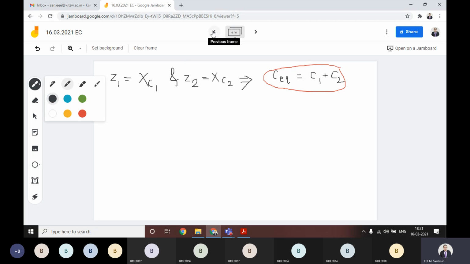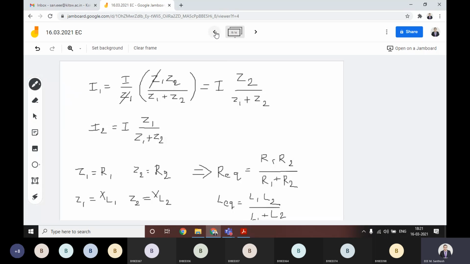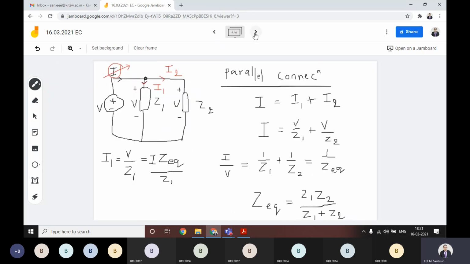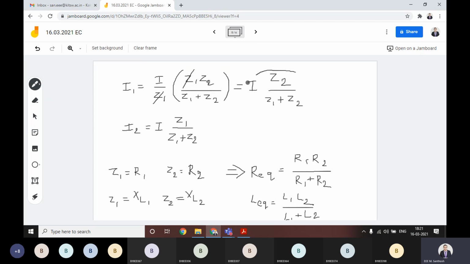Okay, then here the current division rule we have already calculated. The current is divided here. The current divided value is I into Z2 by Z1 plus Z2. Okay, in case of inductance also, in case of resistance also, it is applicable. If you want to calculate the value of I1 and both the resistors are in parallel, then it is I into R2 by R1 plus R2. Or suppose I2, that is IR2, you are calculating, that is I into R1 by R1 plus R2.